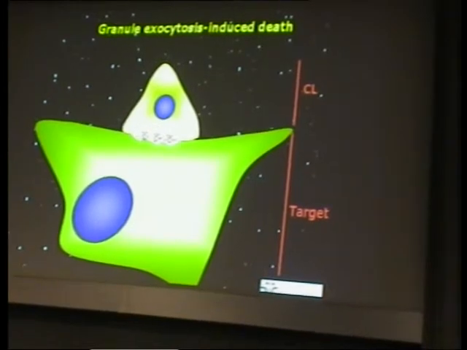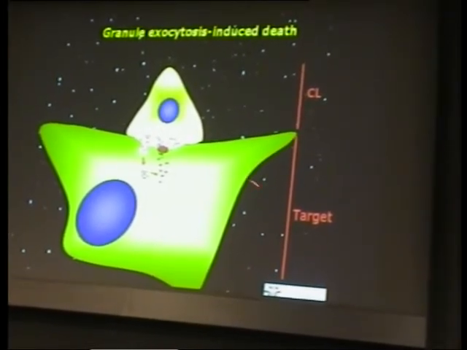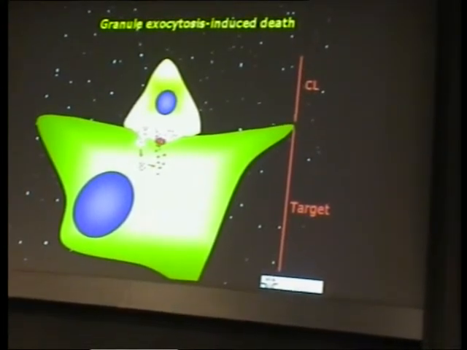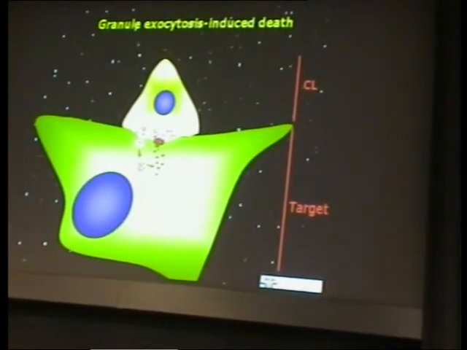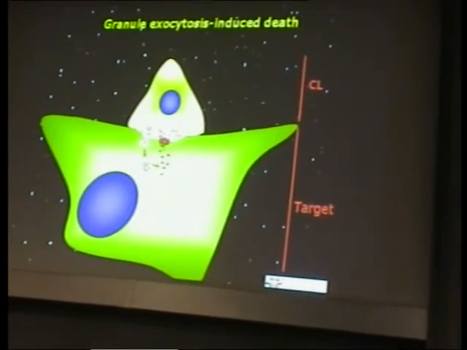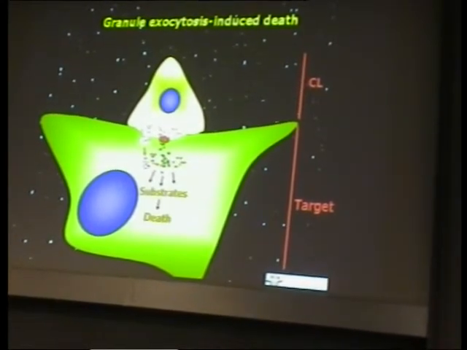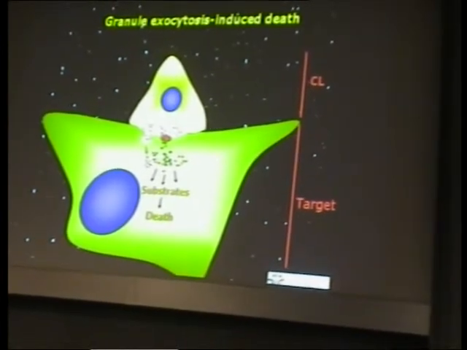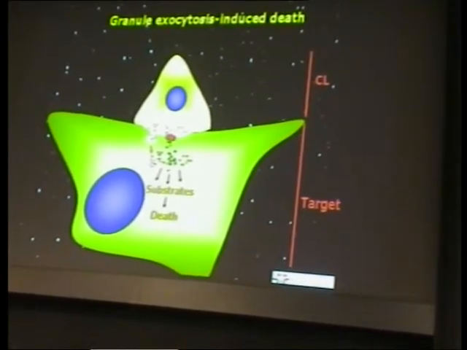They become polarized. And then granzymes and perforin, so perforin here by these large circles in red, somehow deliver granzymes, the smaller circles, to the target cell. And these various granzymes can induce various death pathways by cleaving various substrates and cause death of the target cell.